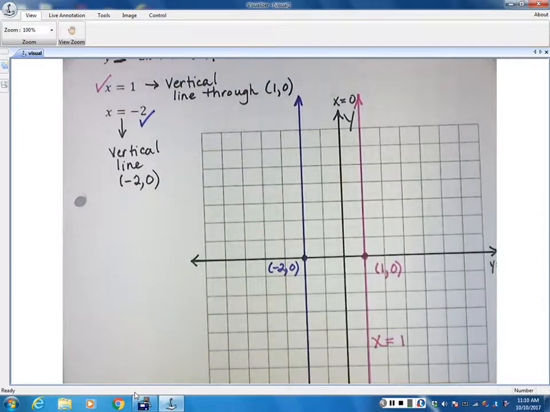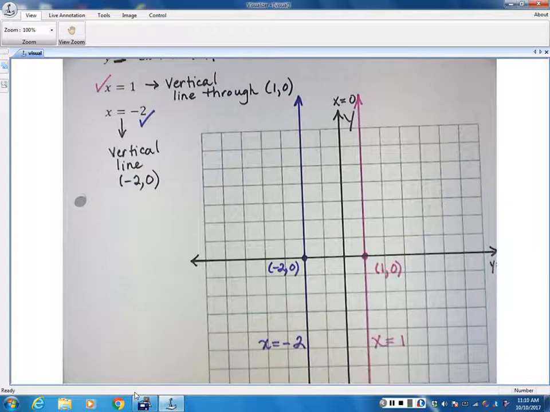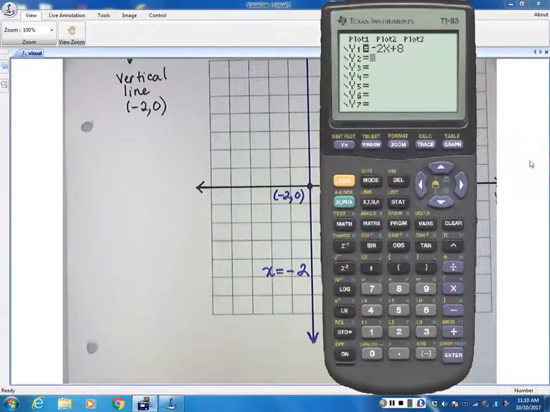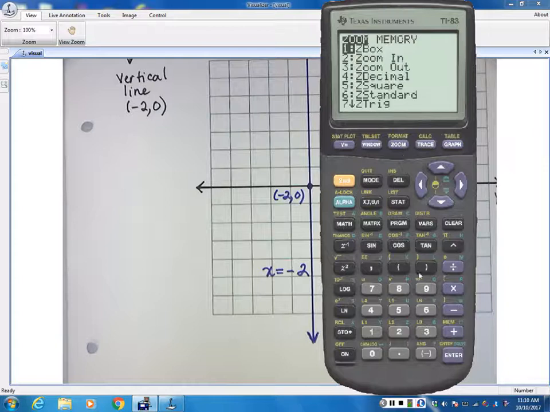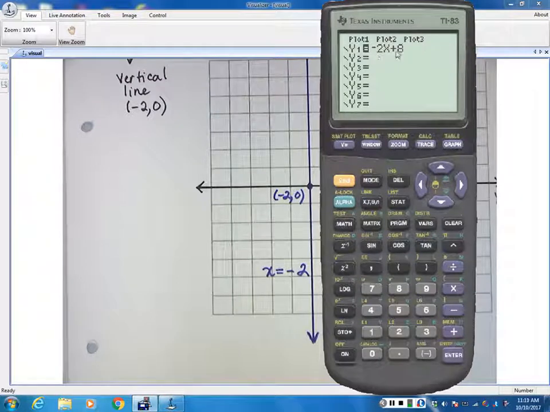The equation of this line is x equals negative 2. So those two were pretty easy. Now we need to graph y equals negative 2x plus 8. So I'm going to hit zoom 6. What are we graphing? We're graphing the very first one. So you just put it in there and hit graph. Right.